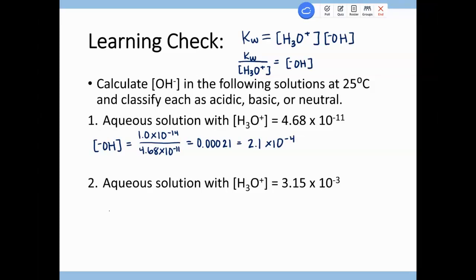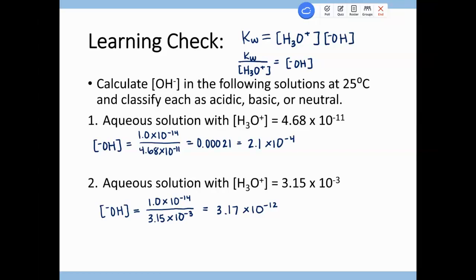Then let's do the same thing for the second solution, and then we'll discuss if these solutions are acidic, basic, or neutral. So same thing, concentration of OH minus for solution 2 is Kw divided by concentration of H3O plus. We have a different concentration of H3O plus here, so we plug that in. OH minus concentration, 3.17 times 10 to the negative 12. Okay, so just plugging in values and solving here.